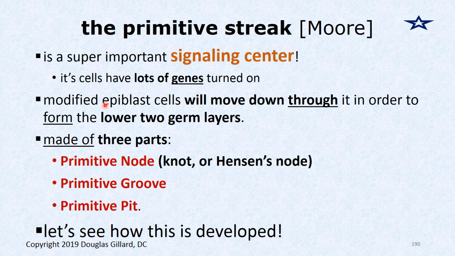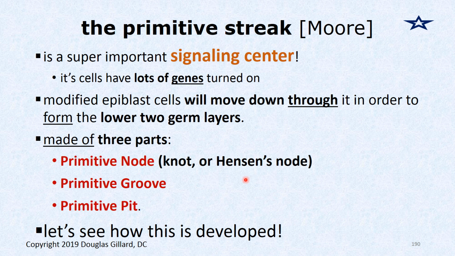Again, where we're going, the modified epiblasts are going to move down through the primitive streak in order to form 2 of the germ layers. So you have to form the streak, and then you have to pass epiblast cells through it, and they magically morph into something when they come out the lower side of it. There are 3 components of the primitive streak: the primitive node, the primitive groove, and the primitive pit. The primitive node has some AKAs: primitive knot, and sometimes it's just called Hensen's node after the person who discovered it.